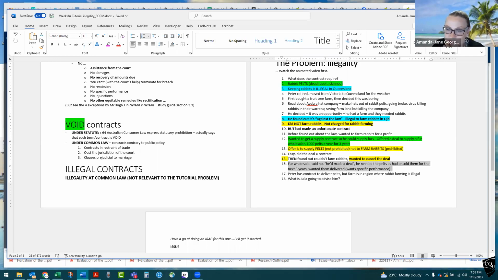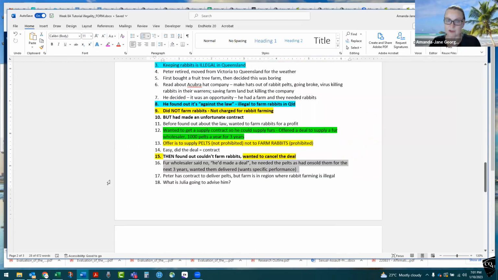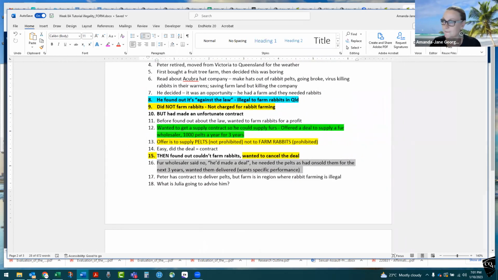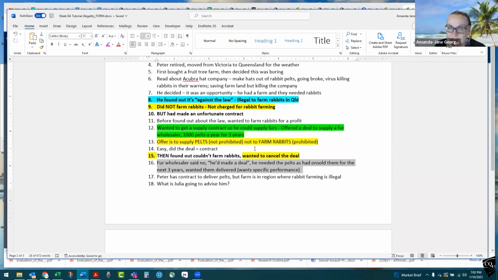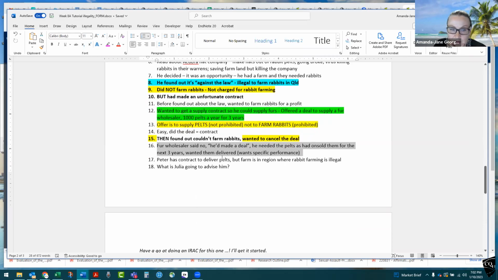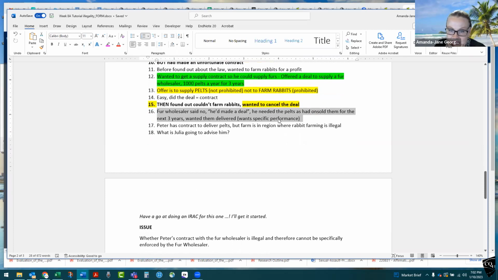Right, so he's going to want specific performance of that contract. What is specific performance, by the way, peeps? Specific performance. Anyone know? Is that where the court orders them to do what they said they were going to do? Yes, exactly. So he's going to stick up his hand and ask the court to order that Peter specifically perform the agreement. Peter has contracted to deliver the pelts, but obviously he's in a pickle now.